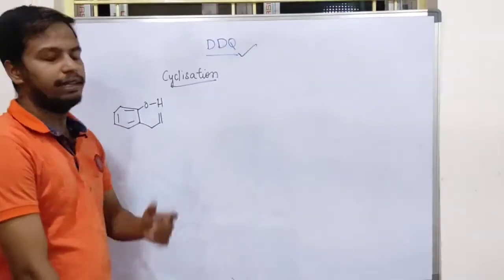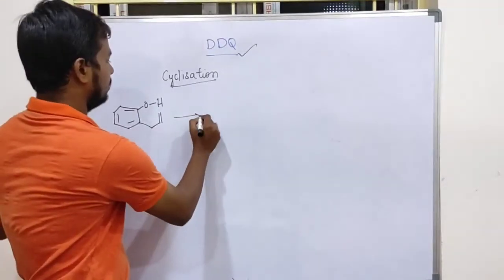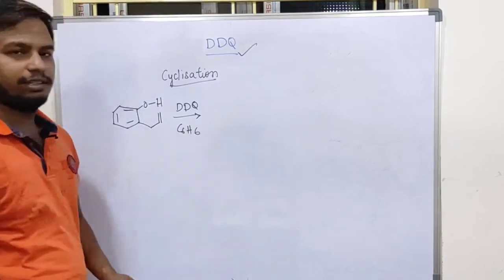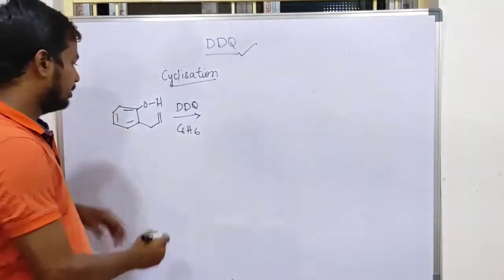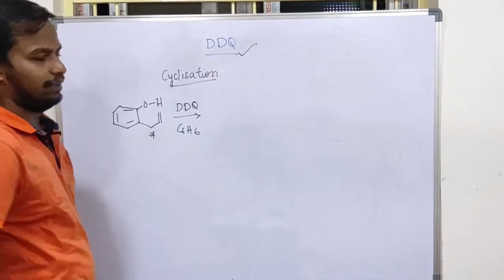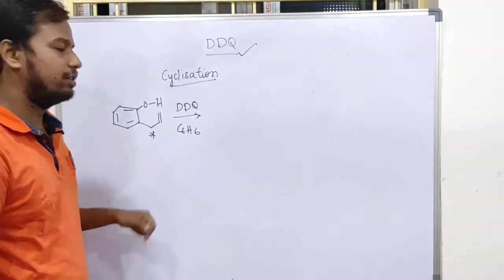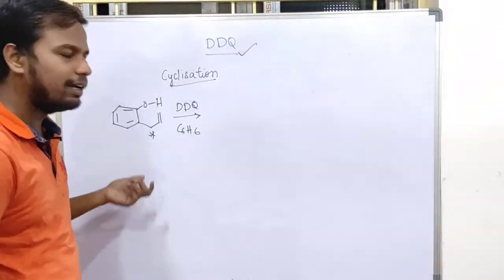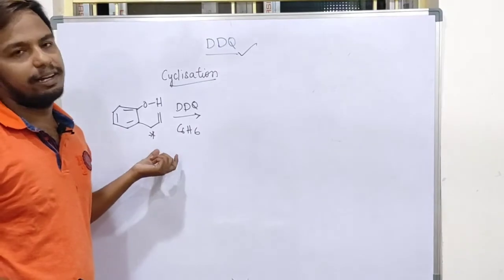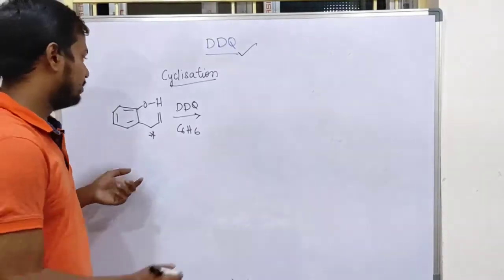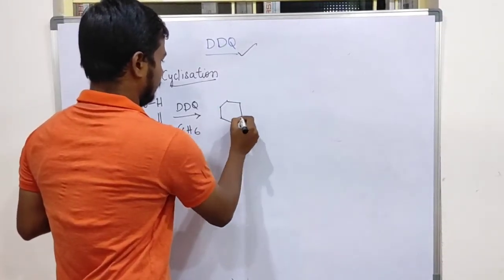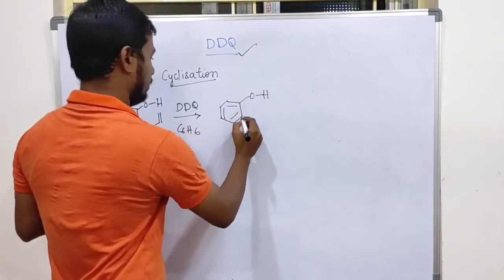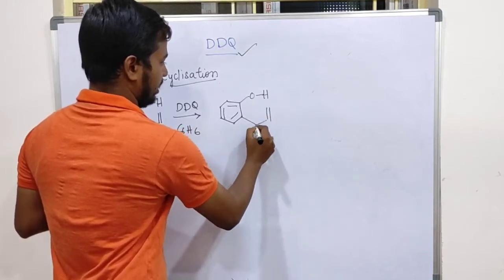Yeah, let's consider the cyclization reaction. So 1 molecule of DDQ in benzene, C6H6. So identify the benzylic position. The only benzylic position present is this one, and it contains 2 hydrogens, correct? So DDQ will abstract the hydride ion from here, generating the carbocation. I am directly generating the carbocation. No need to explain the mechanism again, right? It is easy. O-H bond here, and a carbocation is generated.